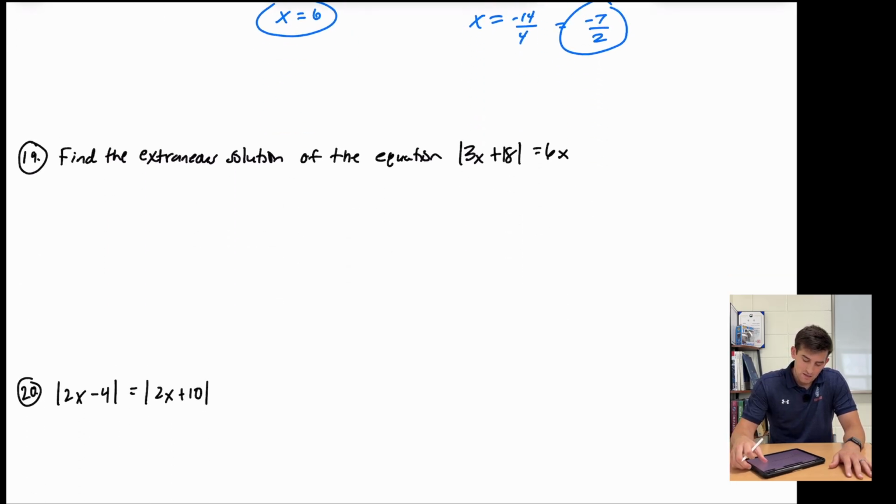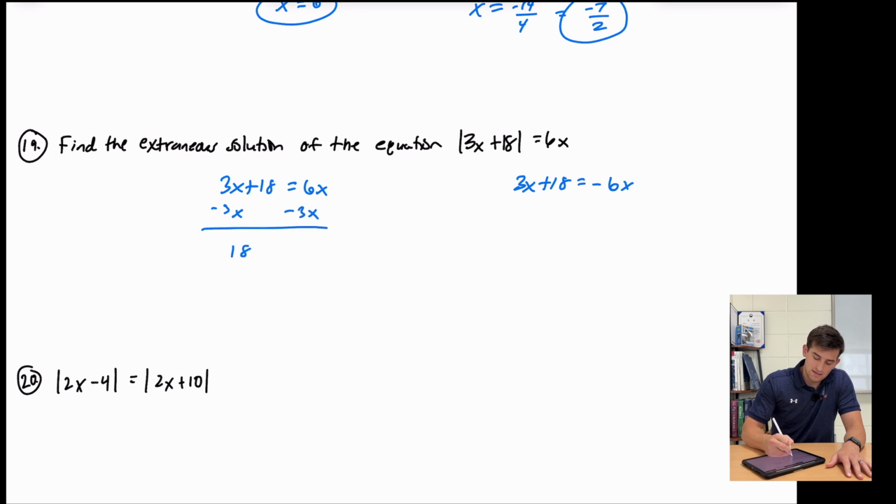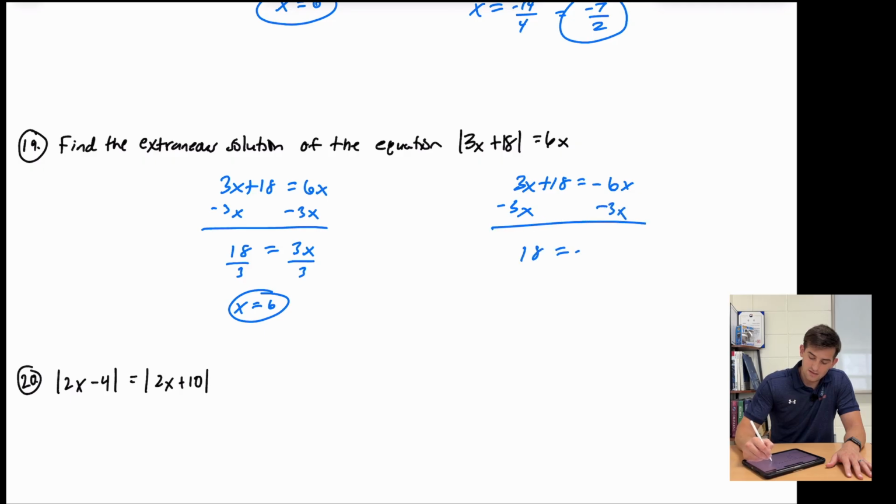All right, number 19. Once again, we're going to find the extraneous solution. So 3x plus 18 is either equal to 6x, or 3x plus 18 is equal to negative 6x. So here, if I subtract 3x, we get 18 is equal to 3x. Divide by 3, we get x is equal to 6. Here, if I subtract 3x, we get 18 is equal to negative 9x. We divide by negative 9, and x is equal to negative 2.